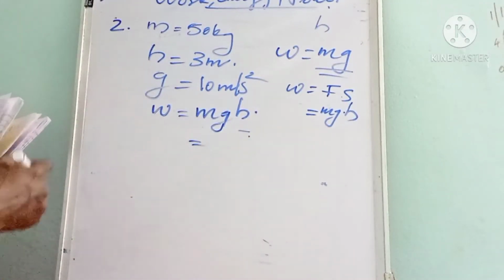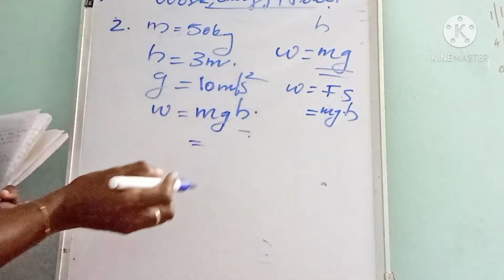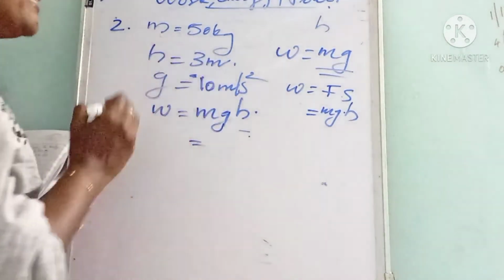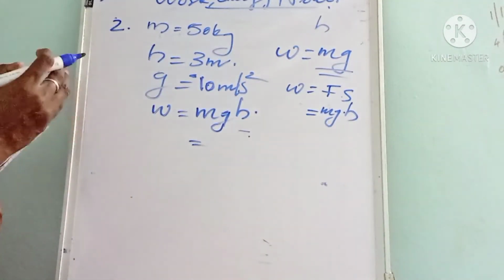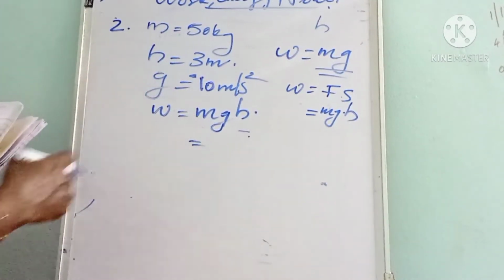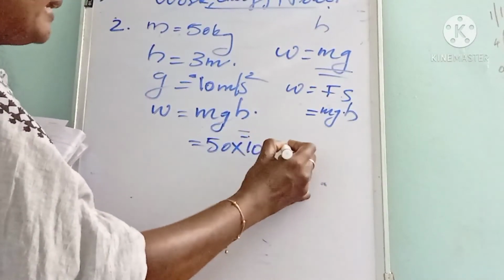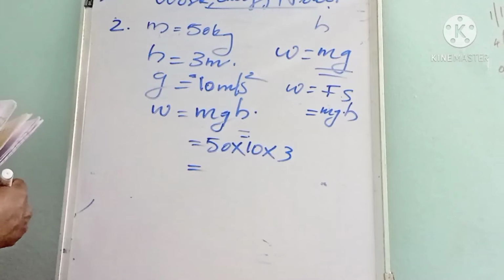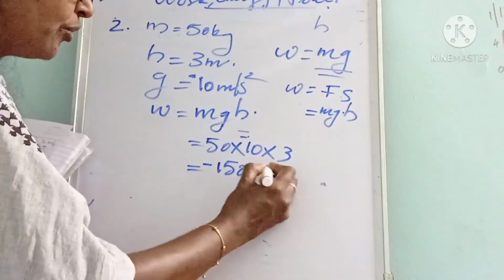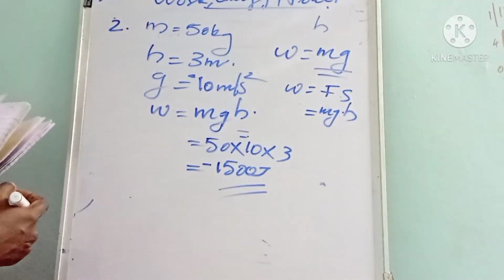Here we are lifting the object upward, but acceleration due to gravity is downward. So we have to put a negative sign here, because the work done is against the gravity. So g is minus 10 meter per second square. Then we can substitute m as 50, g as minus 10 and height h as 3. By multiplying this we get minus 1500 joule. That is the work done.